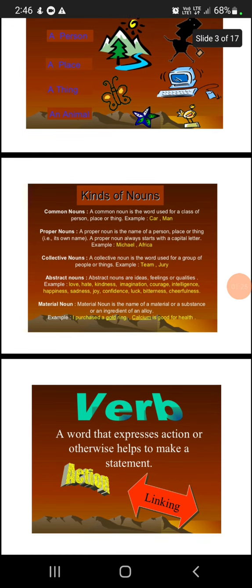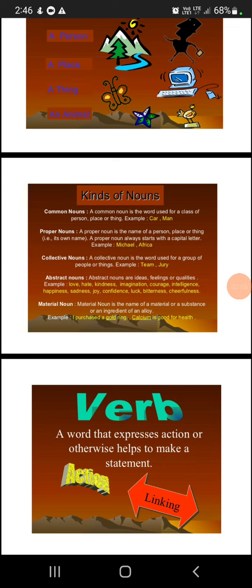Collective noun. A collective noun is a word used for a group of people or things. For example, jury and team. A jury is a group of people who select a particular award or prize, and a team is also a group of people who are working together. And then abstract nouns. Abstract nouns are ideas, feelings, or qualities. For example, love, hate, kindness, imagination, courage, intelligence, sadness, happiness, and whatever comes under the category of abstract nouns.